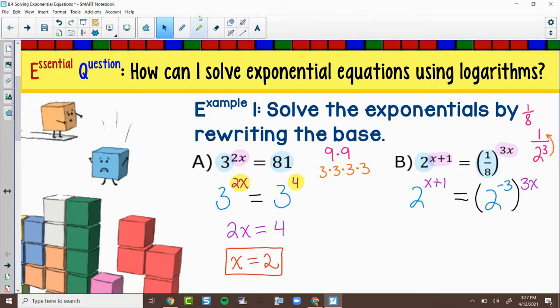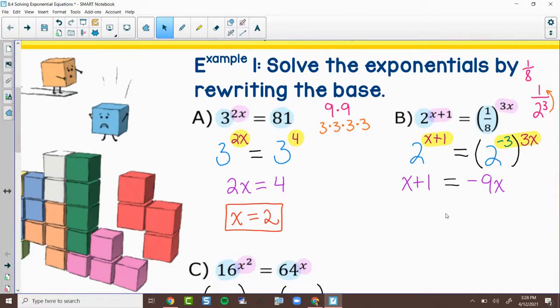And now I can focus on my exponents because again, I've got x plus 1, and then these are going to get multiplied. So I'm just going to have x plus 1 is equal to negative 9x, and now I can solve the way that I know how. So I can go ahead and swing this x over by subtracting on both sides. So I'm going to have 1 is equal to negative 10x, and then just divide everything by negative 10. And it works out really nicely.